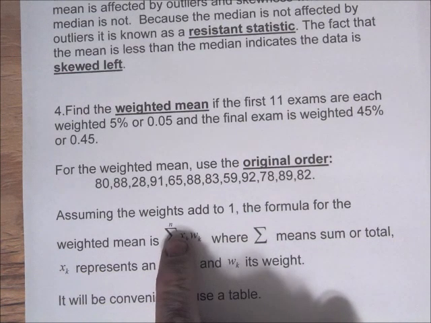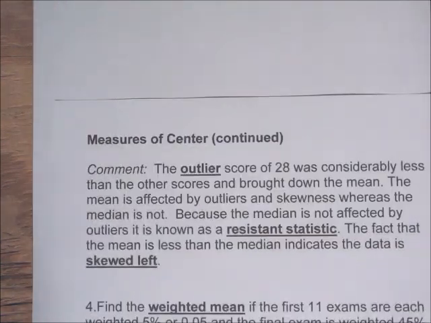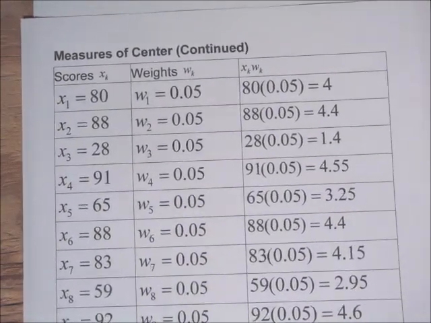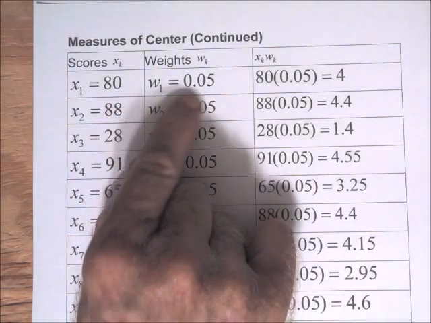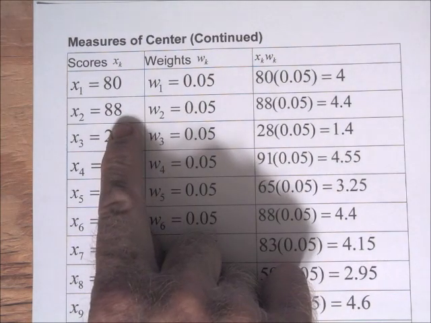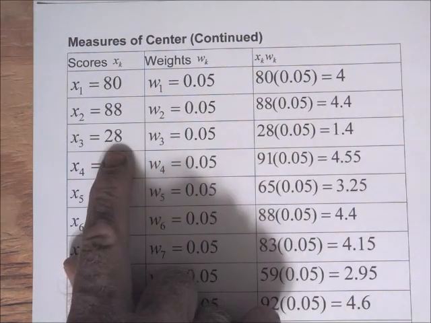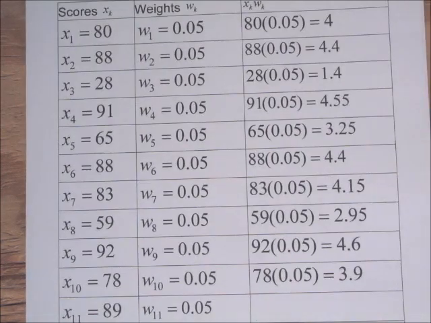Sum as k goes from 1 to n, and each exam score times its weight, so that's xk times wk. And again, sigma means sum or total. So basically we want to multiply each exam score times its weight, and then add up the results. The first exam was 80, its weight was 0.05, 80 times 0.05 is 4. Second exam, 88, times 0.05 is 4.4. 28 times its weight, 0.05, is 1.4, and so forth. And so it's each score times its weight.